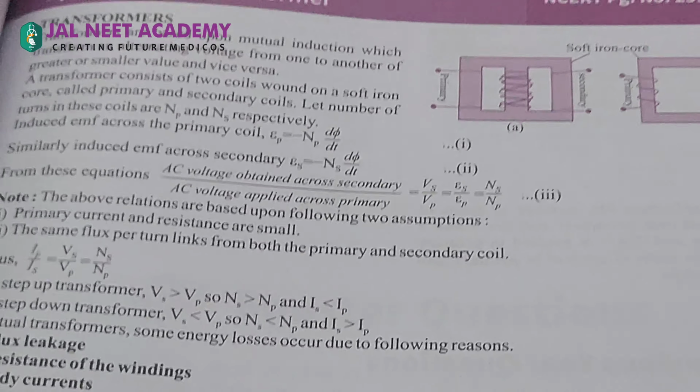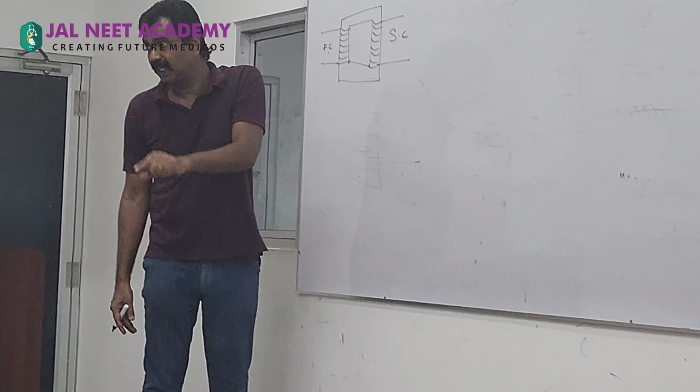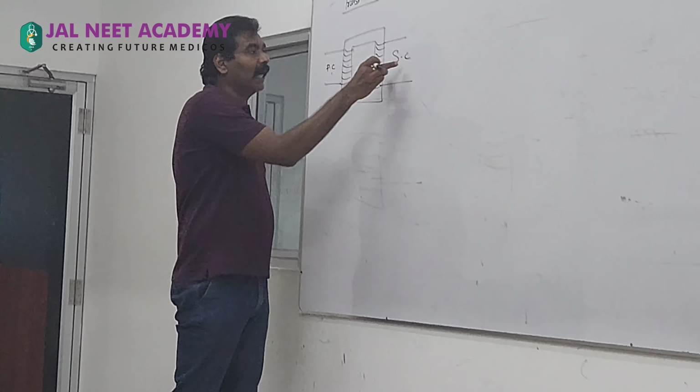A transformer consists of two well-insulated copper windings wound over the same soft iron core, the primary coil and the secondary coil. When AC passes through the primary coil, the magnetic flux in the primary coil changes. By mutual induction, the magnetic flux in the secondary coil also changes. When the magnetic flux in the secondary coil changes, an EMF is induced in the secondary coil.